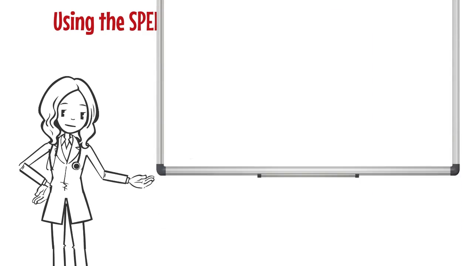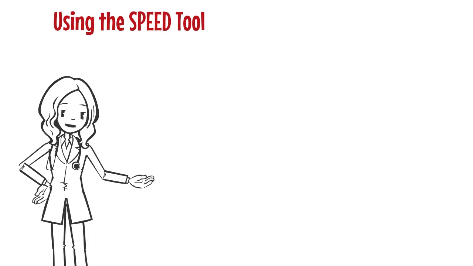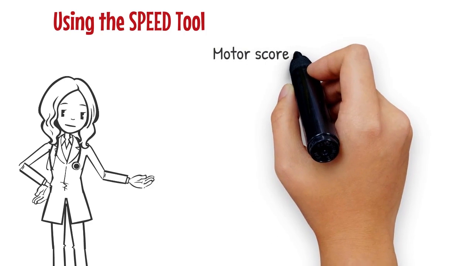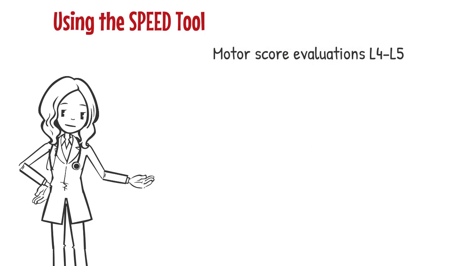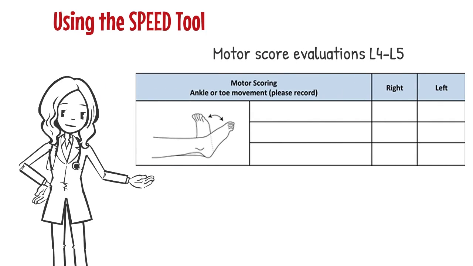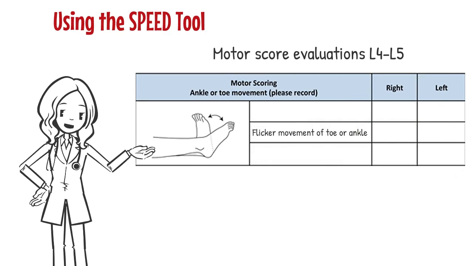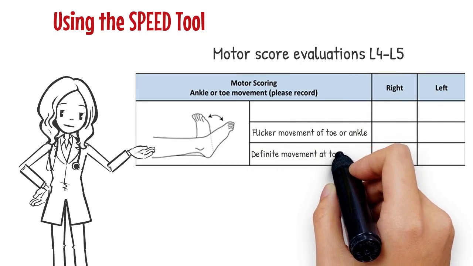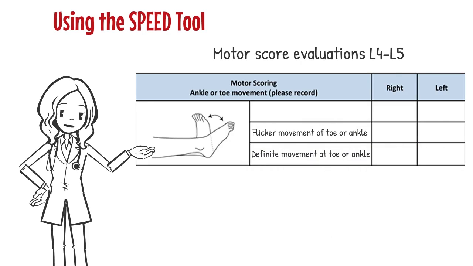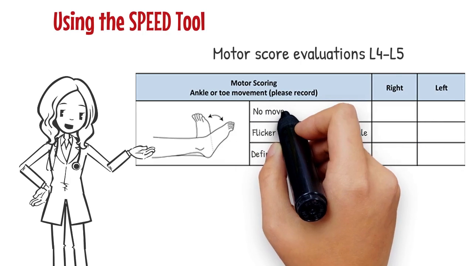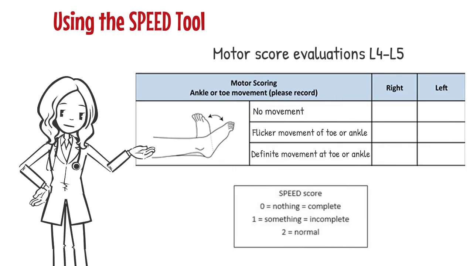Note for your evaluation that movement of the ankle or toe evaluates motor function at the L4, L5 level. Ask the patient to wiggle the toes or the entire foot. Normal movement indicates a normal exam. A flicker or minimal voluntary movement of the foot suggests the presence of an incomplete spinal cord injury at this level. The inability to move the ankle or toe suggests a complete spinal cord injury at this level.